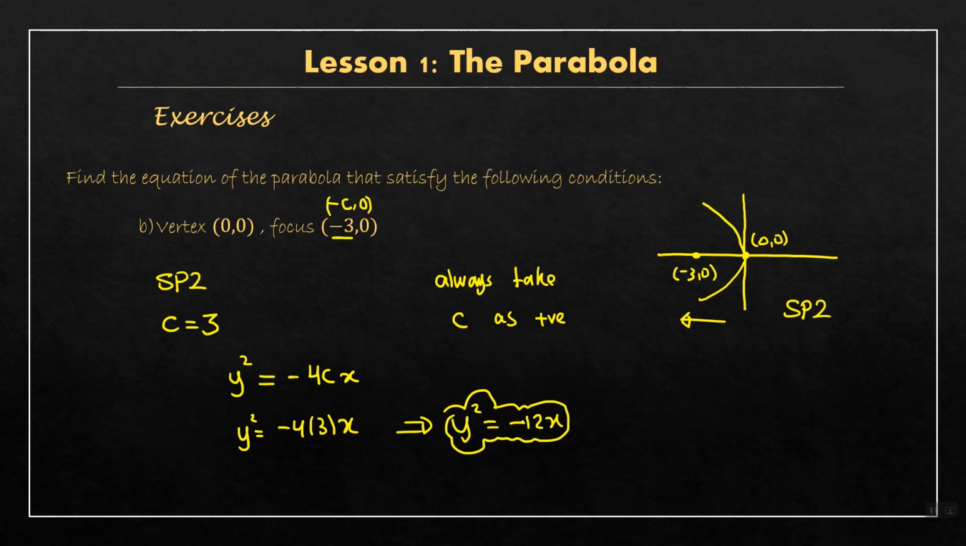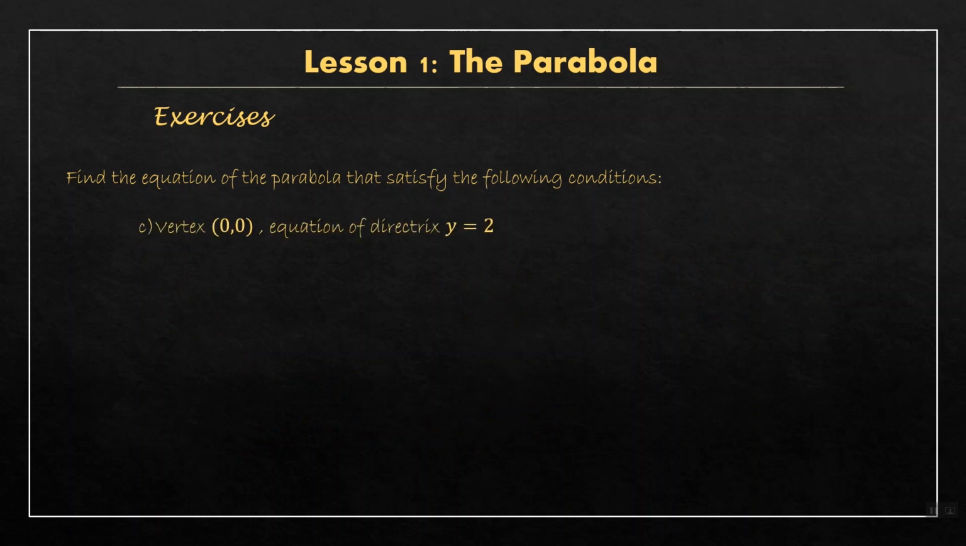I think it's quite easy. Let's move on to a third example. Here it says find the equation of the parabola that satisfies the following condition. The vertex is (0, 0), and the equation of the directrix is y equals 2. Again, it's always best to draw these first so that we can get an idea about how the parabola looks, which standard position it is going to be.